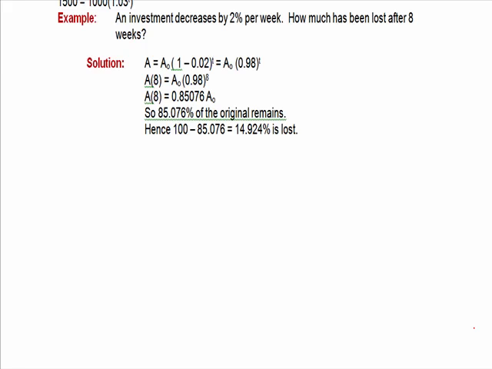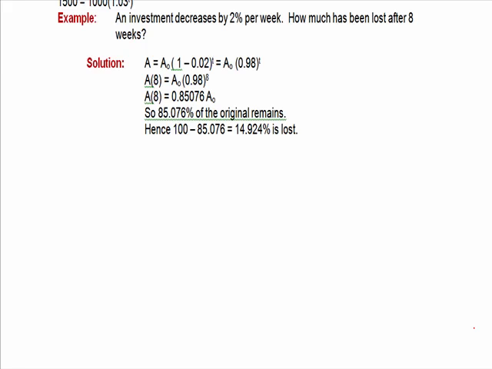Let's take a look at another example. Suppose we know an investment decreases by 2% each week. How much has been lost after 8 weeks? So the first thing I need to do here is to write the function.